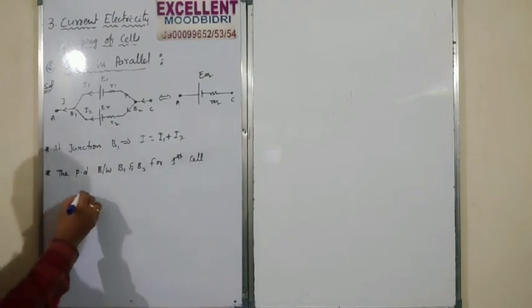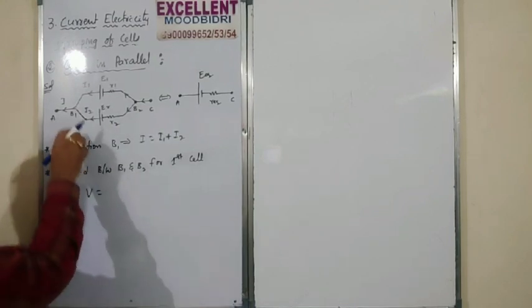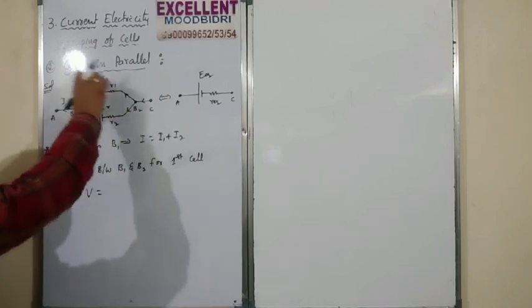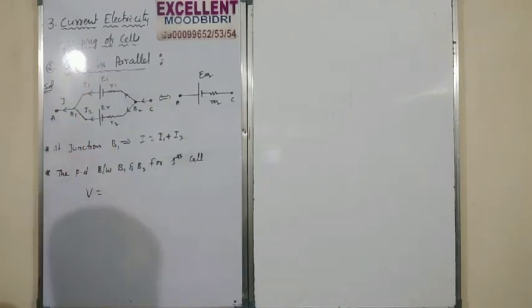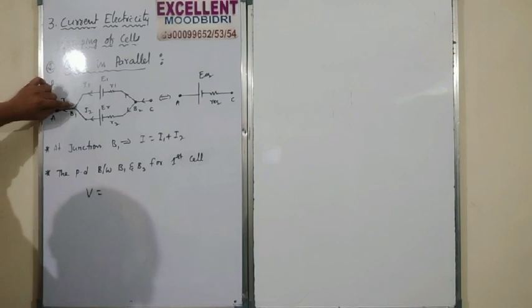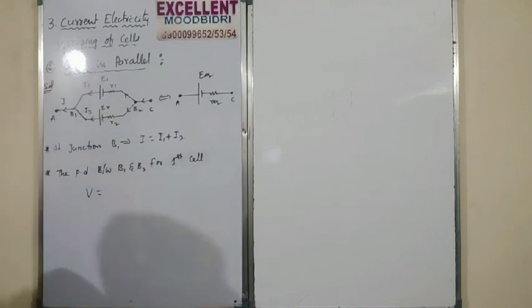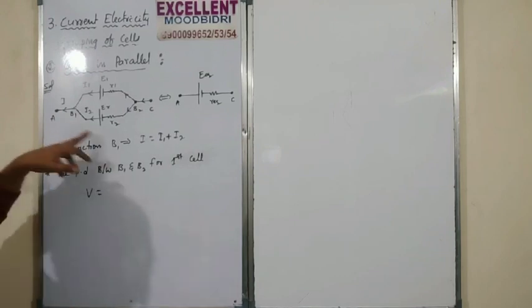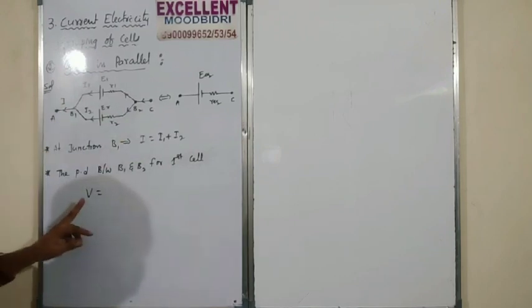Terminal potential difference I will consider, that is V only. So that means VB1 minus VB2, both are the same only. In a parallel combination, the potential difference is the same. So in this direction I will consider VB1 minus VB2. That is the terminal potential difference I have given as V directly. VB1 minus VB2 is equal to V.